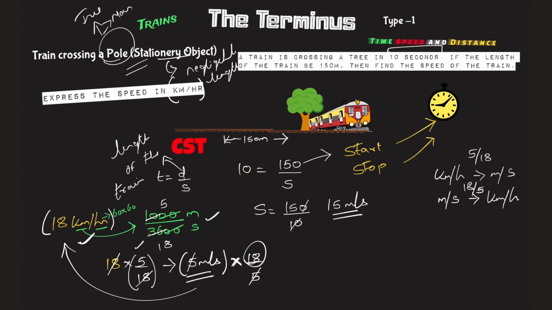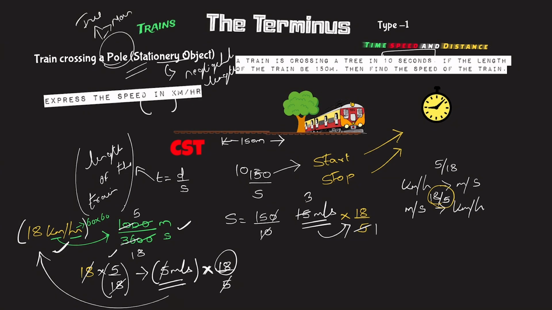So what is being given here to me? 15 meter per second. I need to convert it to kilometer per hour. So I'll go for this. Multiply it by 18 by 5. Now what is left is your answer. 5 1s are 5, 5 3s are 15. Now I just multiply 18 into 3. 18 into 3 is nothing but 54. So 54 kilometer per hour is my answer. So 15 meter per second is converted to 54 kilometer per hour, just by multiplying it by 18 by 5.